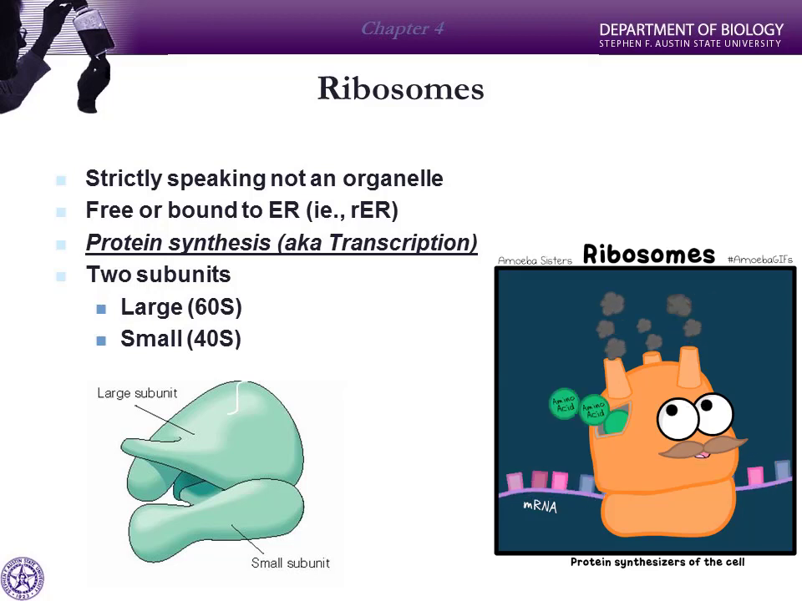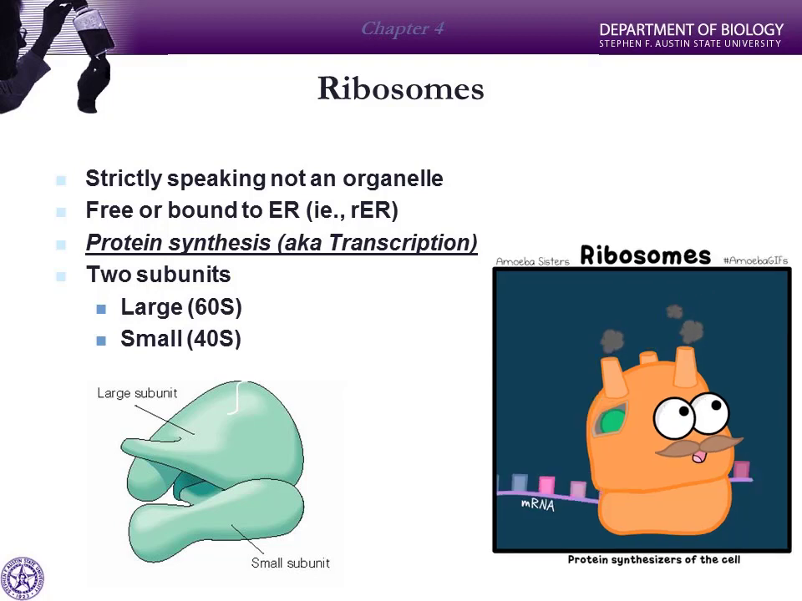And that's why the Amoeba Sisters have given this illustration. Here, this is going to be our messenger RNA. That's the code. You can see the ribosome is the little factory, the warehouse. We don't see the amino acids coming in, but we can see the protein being extruded out.